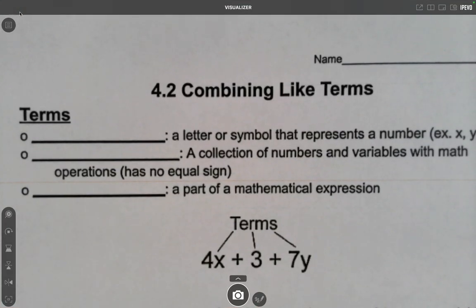We've talked a little bit about like terms, and today we're going to define them more clearly and learn how to combine them. So first we're going to make sure we know what we're talking about. Let's talk about some vocabulary.